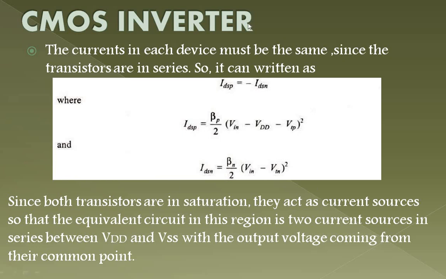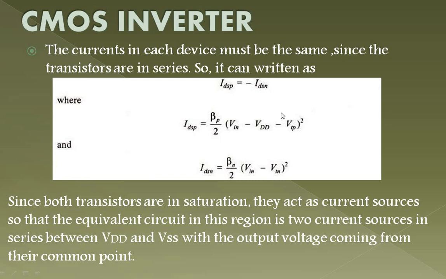Since we have the same current in both the devices, we can write IDSP, the drain to source current of your P transistor, is equal to minus IDSN, the drain to source current of your N transistor.